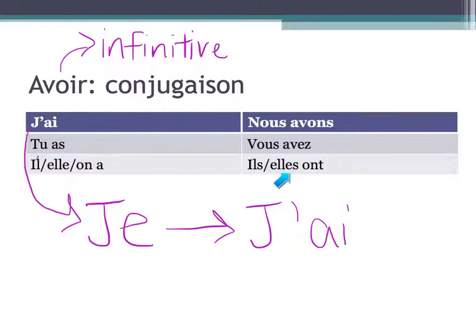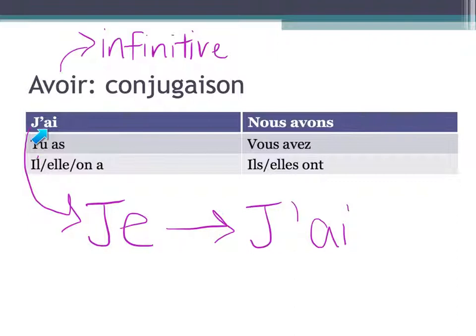Il and elle. Now, you might have noticed that singular il and plural il sound the same. Singular elle and plural elle sound the same. When you just have the subject pronoun by itself, it sounds the same. Okay, so now we're going to take a look at the conjugation of avoir. Listen carefully to the pronunciation of the verbs.